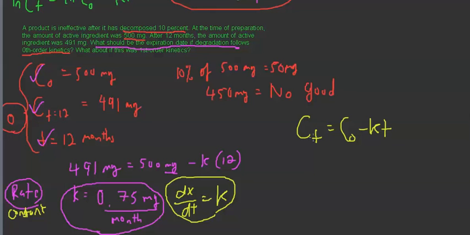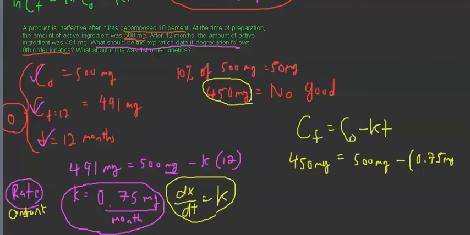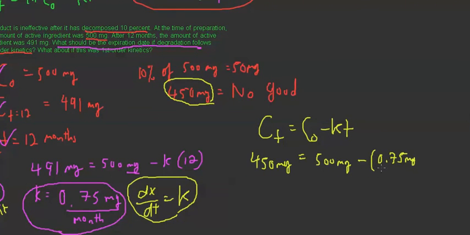What is CT? CT is pretty much when the drug expires. We already figured it out. It becomes no good at 450 milligrams. So CT is going to be 450 milligrams, but we don't know what time is, right? We want to find that time. CO is the starting amount, 500 milligrams, minus K, which we figured out as 0.75 mg per month, and time is however many months.